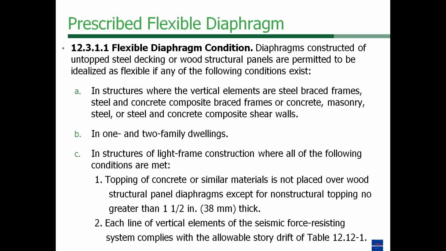Item B, for 1 and 2 family dwellings, so the flexible diaphragm is broadly permitted in flexible diaphragm buildings. And then item C, for structures of light frame construction. And then again, we've got several criteria here that have to be met. That would be toppings of concrete or similar materials not placed over the wood structural panel diaphragms, except if you're less than 1.5 inches thick and each line of the vertical elements complies with the allowable story drift. And we just went over those allowable story drifts.